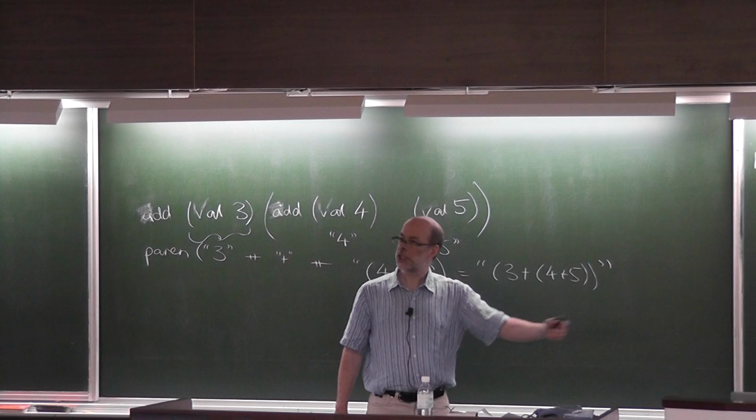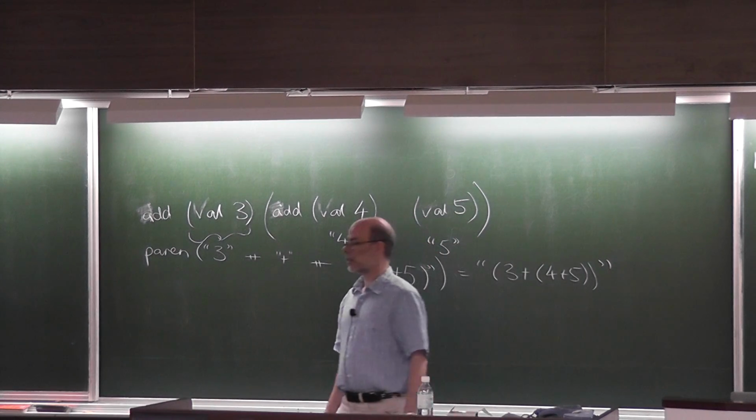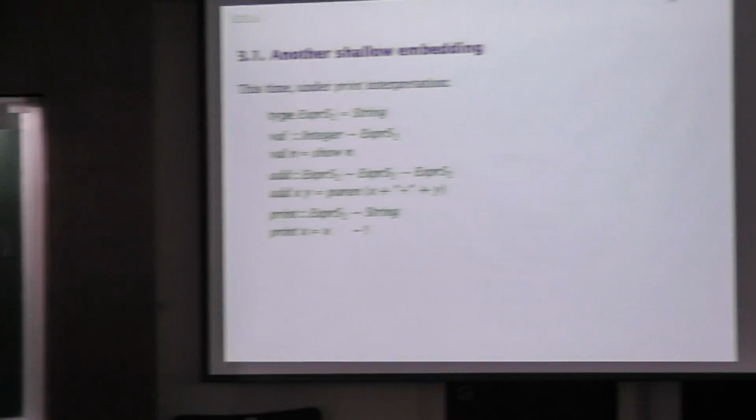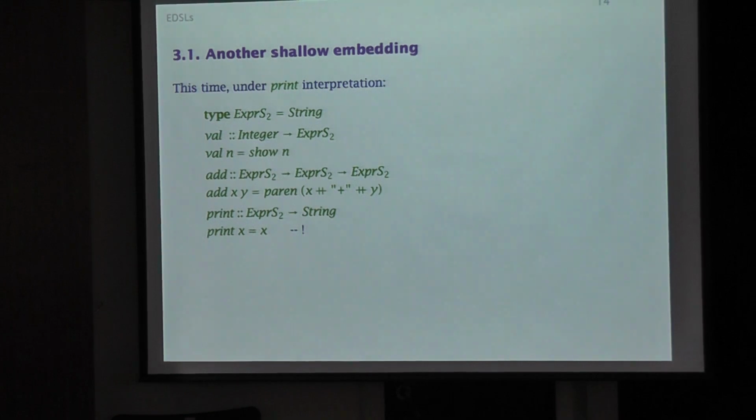So that's a shallow embedding. Here's a different shallow embedding, again doing the print interpretation this time. So instead of representing these things as integers, I can represent them as strings. So there's a type synonym. My second shallow embedding of expressions is as strings. And there are two functions, val and add. And note that they're not recursive anymore, because there is no recursive structure anymore.